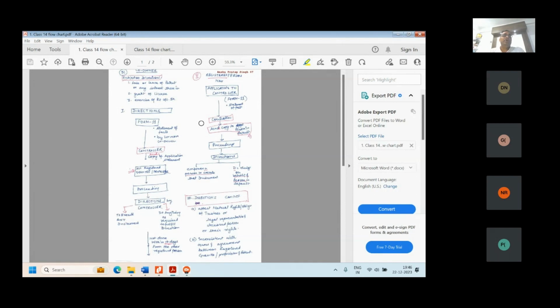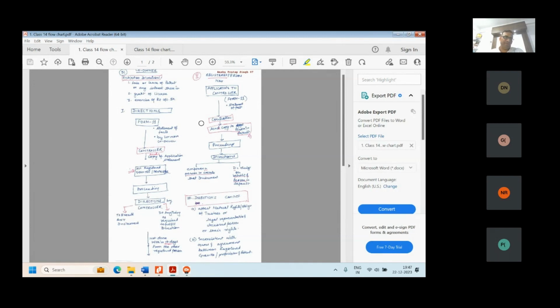See, if a co-owner is there, co-owners are subject to direction on sale or lease. Co-owners can approach the controller for the direction first. And what is the subject matter of direction? If there is a dispute related to the sale or lease of a patent or any interest therein, or the grant of a license, or any exercise of right under section 50.